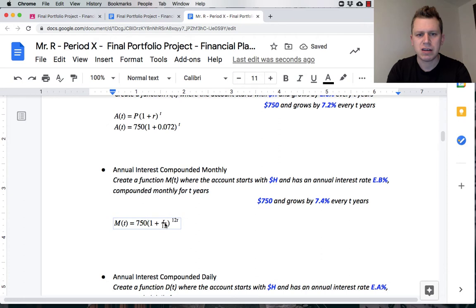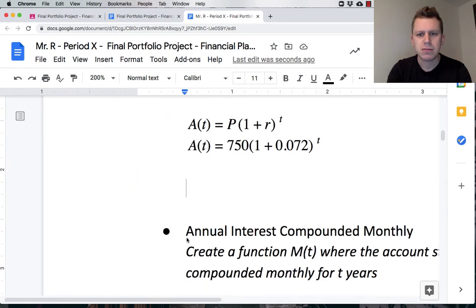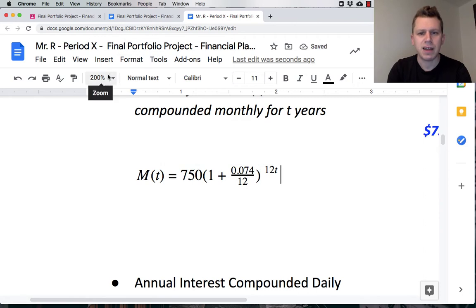My rate here is going to be 7.4%, which again I need to write as a decimal. Maybe I'll do a quick zoom here for y'all. Here's a quick zoom so you can see this a little bit better. I'm right here, 7.4%, but of course that needs to be a decimal, which means divide by 100, which is what percent means. So if I divide this by 100, it moves the decimal 2 places, and it's done.